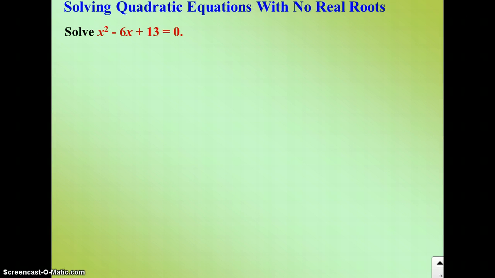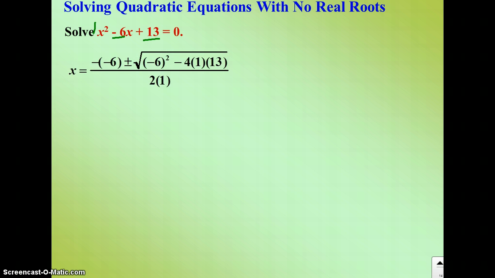All right. Let's solve this one. Again, A value is 1, B value is negative 6, C value is positive 13. Let's plug those into our quadratic equation. B value, A value is 1, C value is 13. Simplify. Negative 6 squared is 36. 4 times 13 is 52, so 36 minus 52 gives us a negative 16 inside the radical sign. Again, we can't take the square root of a negative number.